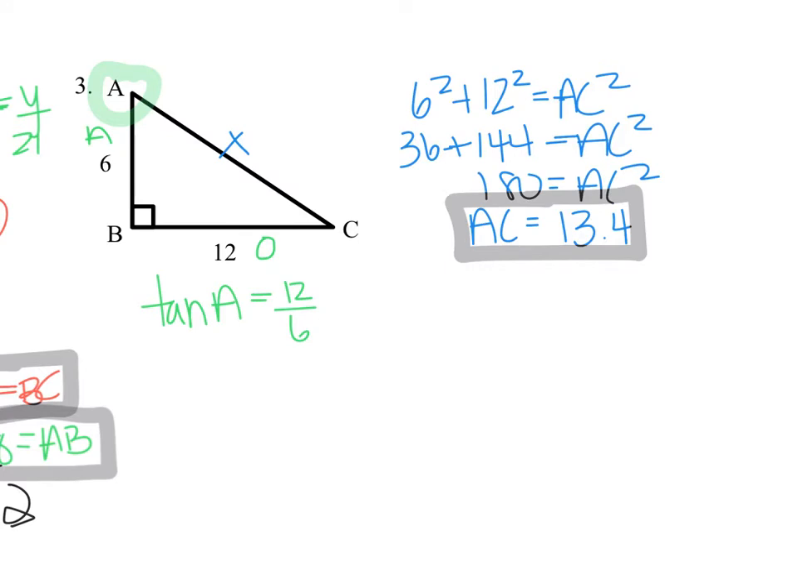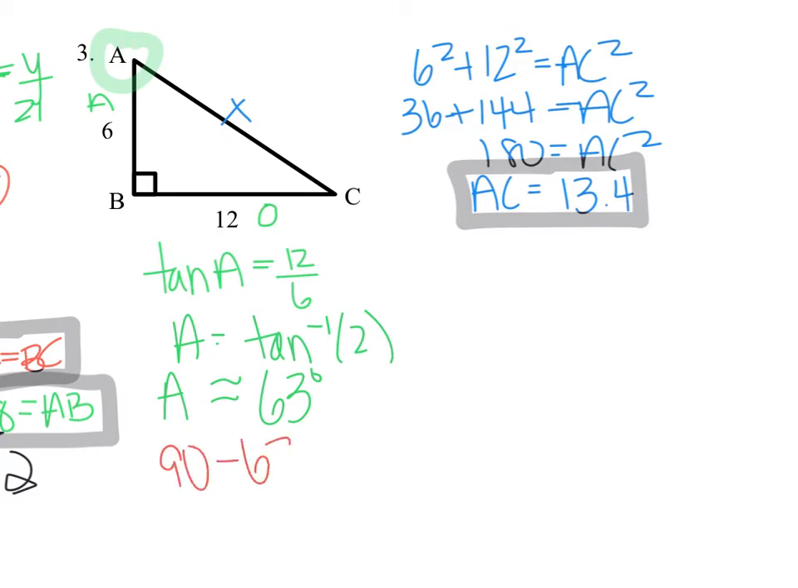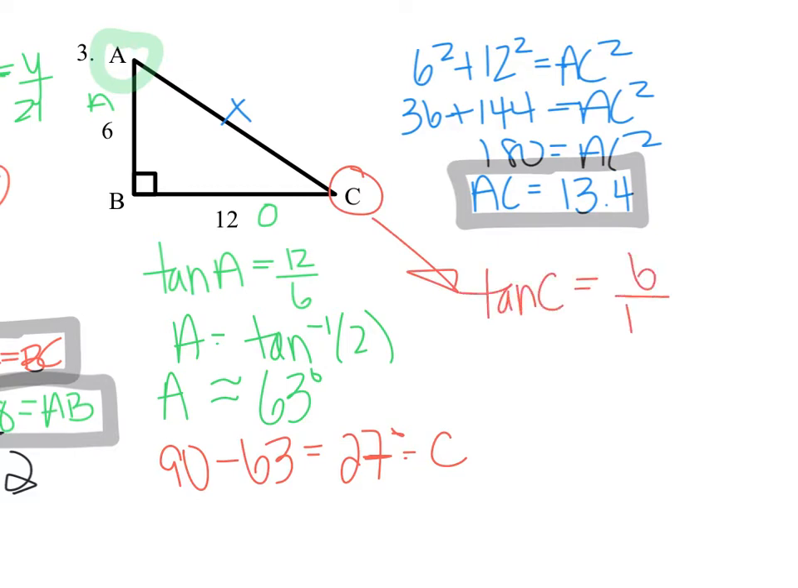Remember that anytime you're finding an angle, you need to use the inverse operation. So A equals the inverse tangent of 2, which is approximately 63 degrees. And then to find the other angle, we'll just do 90 minus 63, so that's 27 degrees for C. If you would have started with angle C, then you still would have used tangent, but this time it would have been 6 over 12. So it doesn't matter which one you start with, as long as you have the ratio correct.